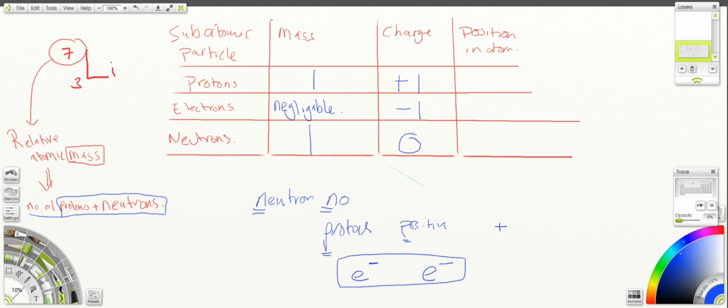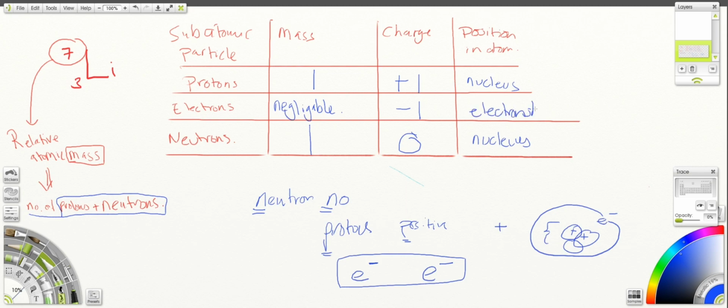Now, where are they found in the atom? The protons and the neutrons are found in the nucleus. So that's a proton, for example. I'm just making this up. The electrons are found in the electron shells. This bit here is called the nucleus, so this is the nucleus for the proton and the neutron, and these electrons are found in the electron shell. So that's pretty straightforward, I think.